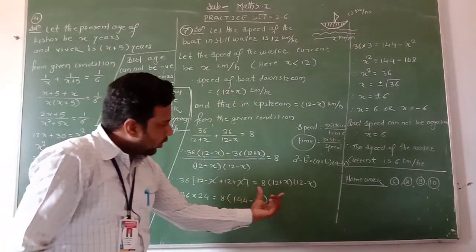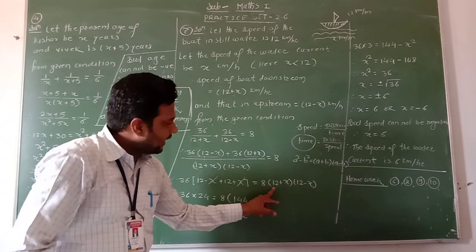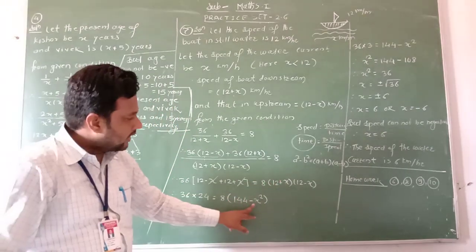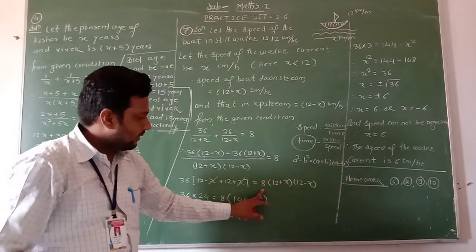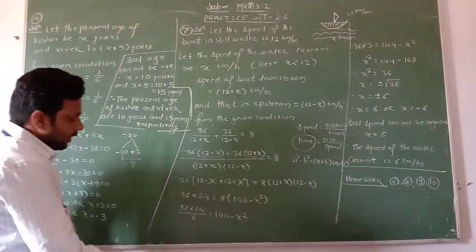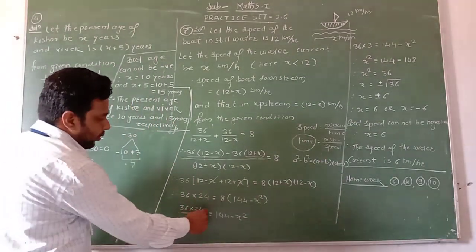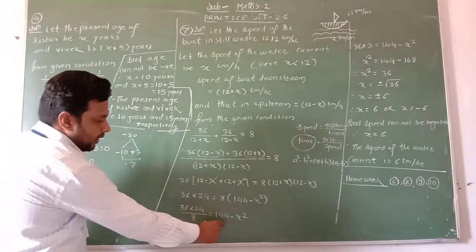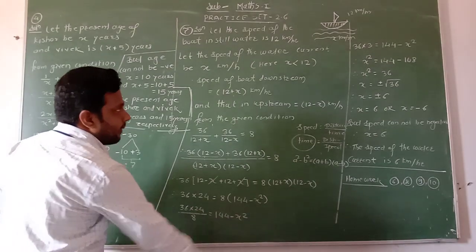Therefore according to this identity we can write a square, that is 12 square, which means 144, minus x square. Here we get x square. Therefore 36 into 24, here I transfer 8, it will come in the denominator, is equal to 144 minus x square.